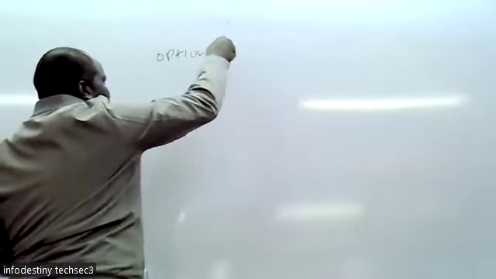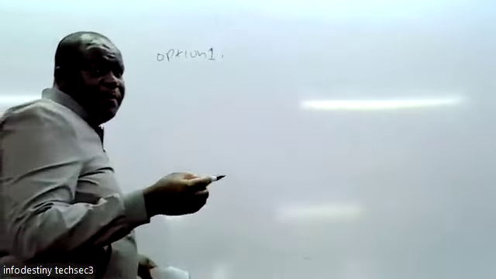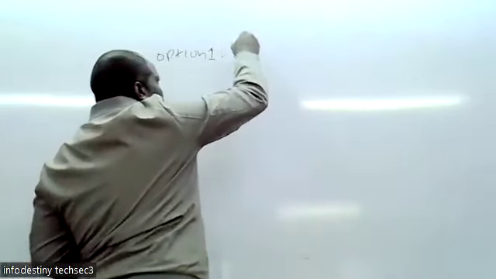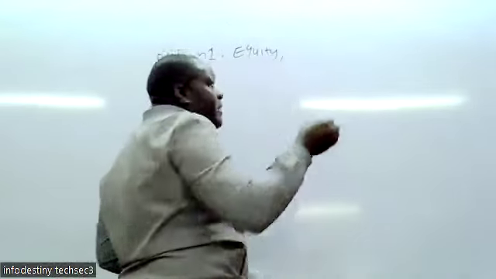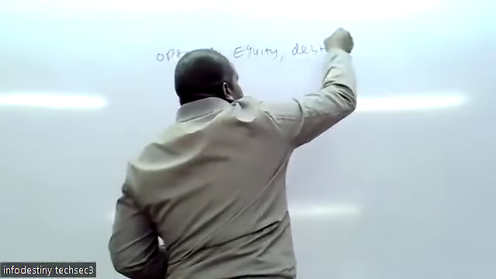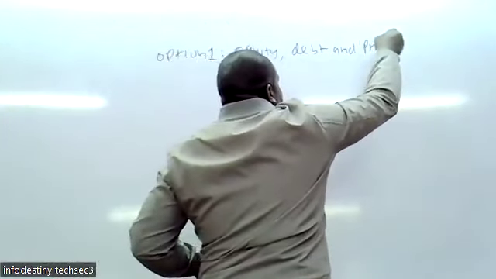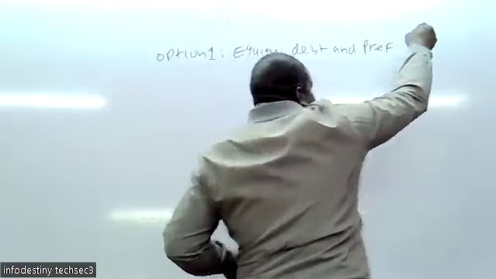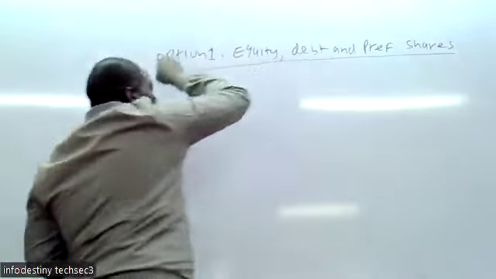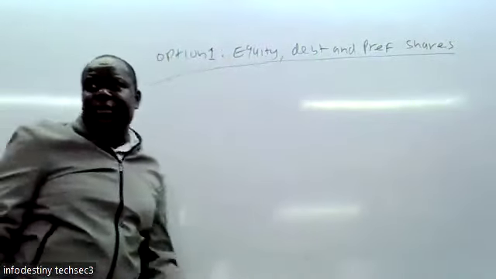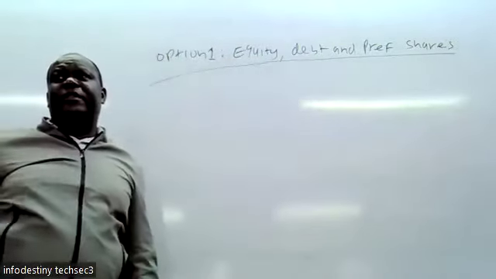So in that particular option 1, the firm is equity. So equity is the ordinary shares. The debt is the debentures. Debt and also the preference shares. So this firm, it is equity, debt, and the preference shares financed.